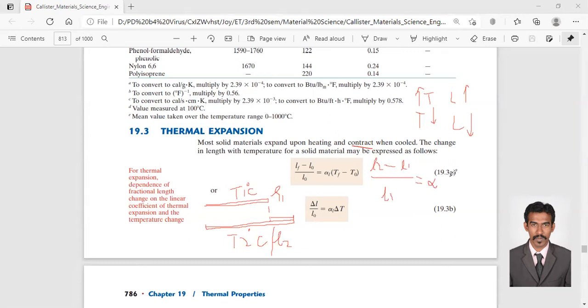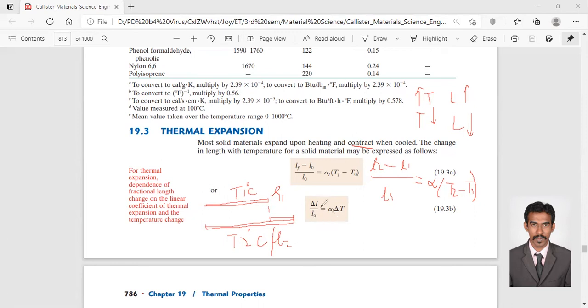coefficient. So that alpha into TF, that's the final temperature. F means final, so final temperature here is T2 minus T0. T0 means initial temperature, and initial temperature here is T1. So L2 minus L1 upon L1 is equal to alpha into T2 minus T1. So if you want to write this formula in these terms, this is what I just drew to indicate how it is actually happening.